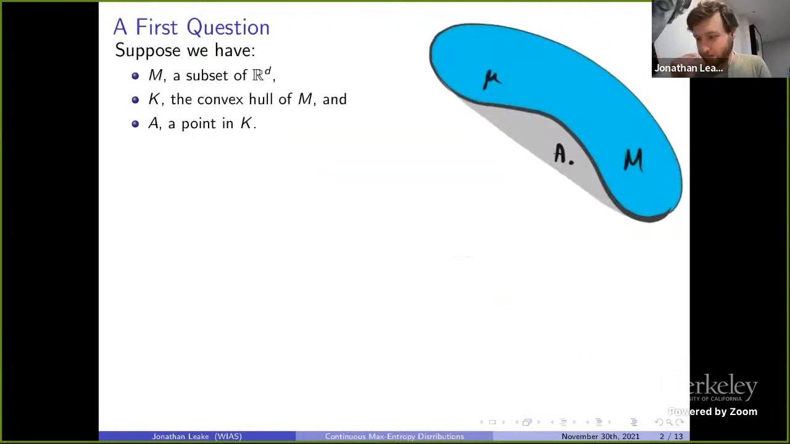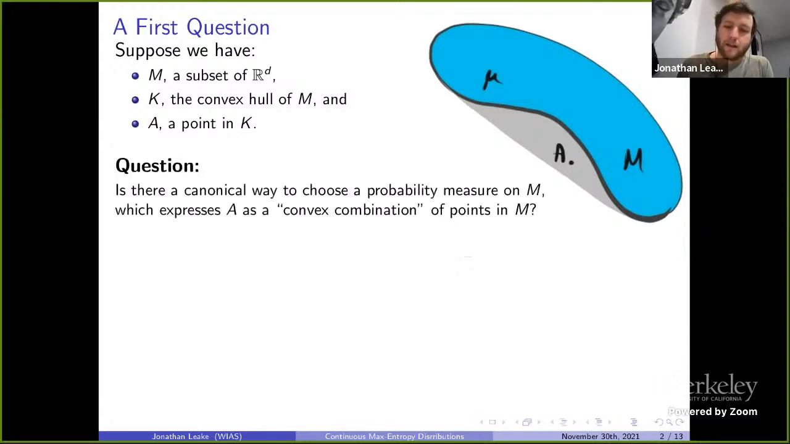Okay, so I'm going to start off with a question here. The question goes as follows: suppose we have some subset of R^d, call it M, and let K denote the convex hull of this M, and let this capital A be some point in this convex hull. So these three letters we're going to use throughout the talk. Suppose we have these things. So here's the question: is there some canonical way to express A as a convex combination of the points in M? And I put convex combination in quotes because really what I'm looking for is some probability distribution on M whose expectation is A, right?